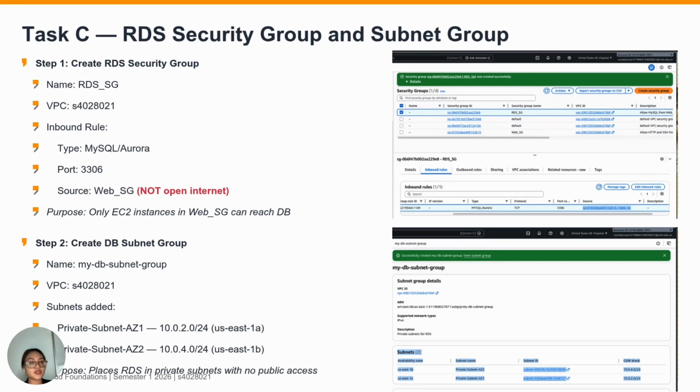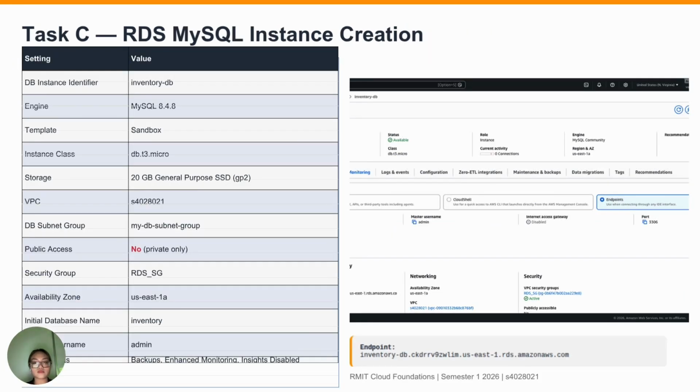So the DB subnet group, named my-db-subnet-group, includes both private subnets across both availability zones, which AWS requires for RDS deployments. So here are the details of the RDS instance.